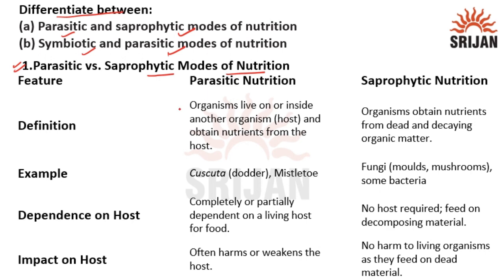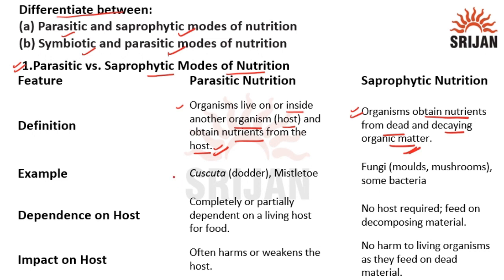Definition of parasitic nutrition: the organism lives on or inside another organism, which is the host, and obtains nutrients from the host. While in saprophytic nutrition, the organism obtains nutrients from dead and decaying organic matter, which is from plants and animals.